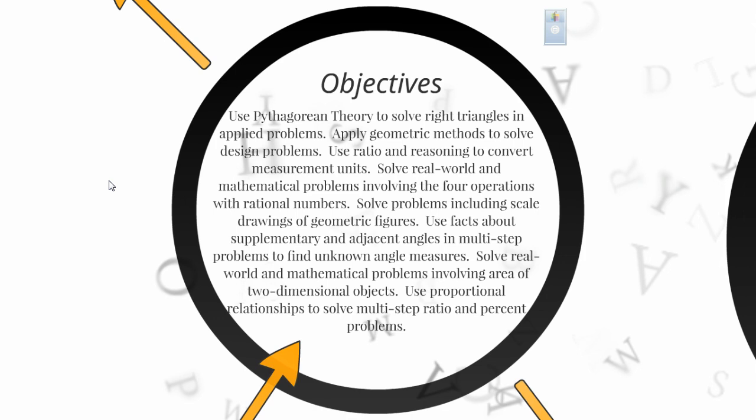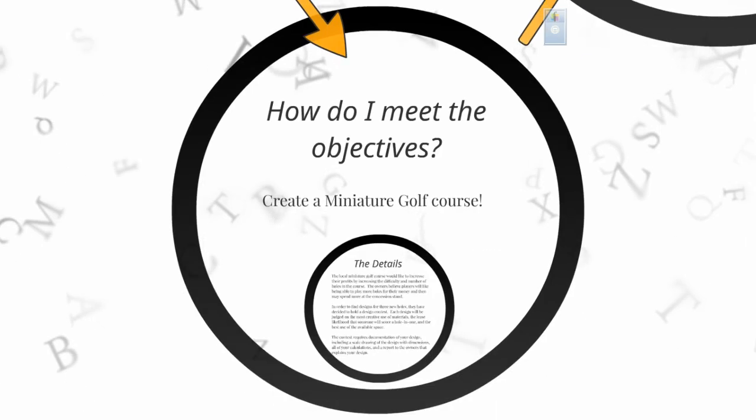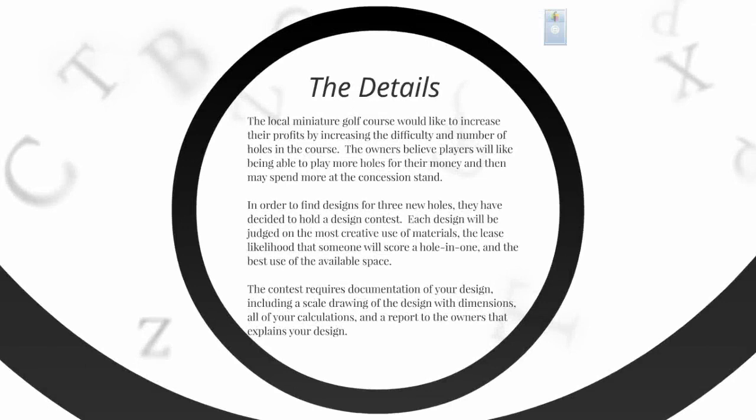All of these things we've been talking about in this unit, so you'll be able to apply them to this project. Okay, so by meeting the objectives, you will have created your miniature golf course and followed the instructions that I've given you in your handout as well. So here are the details.